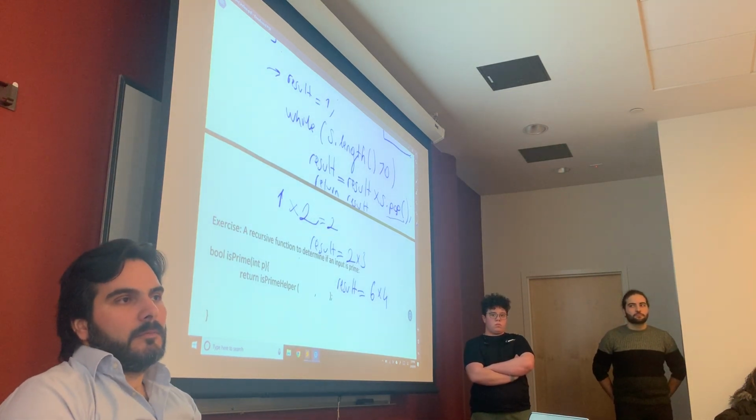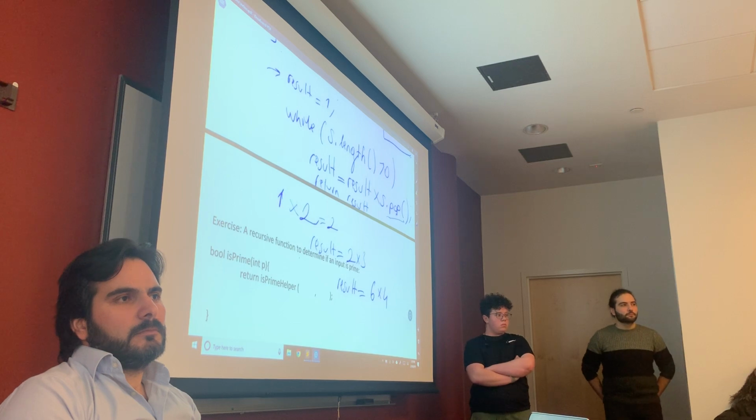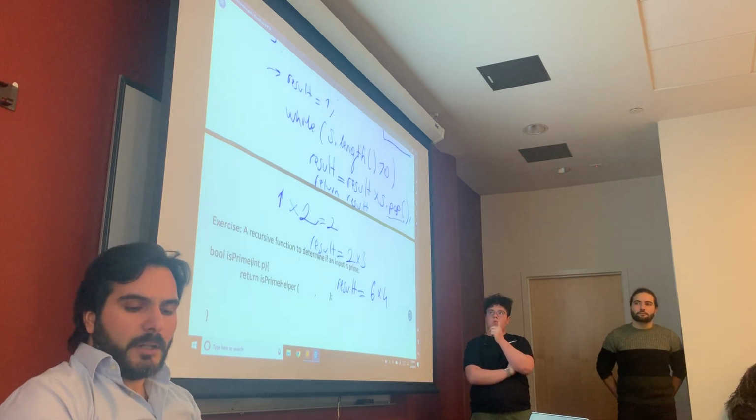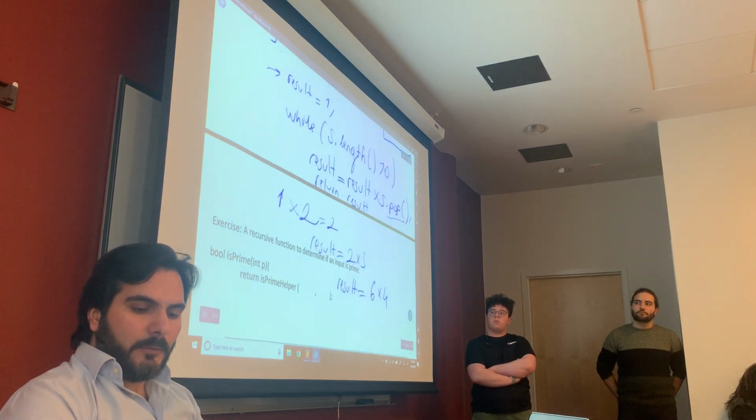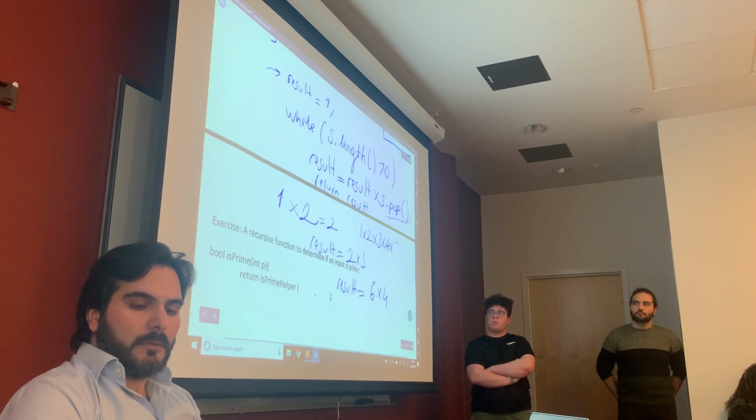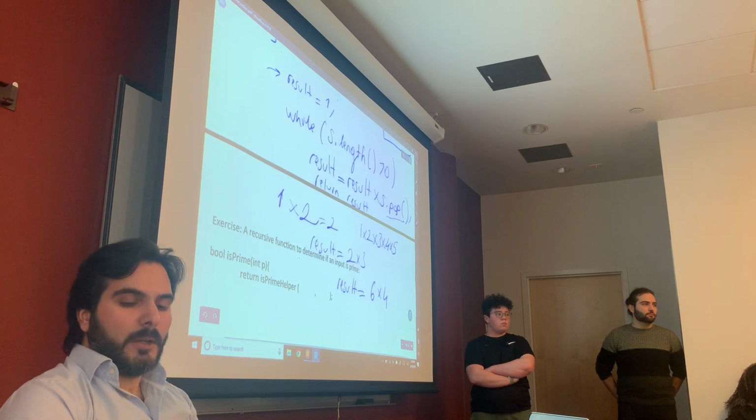But how does that get the factorial? The factorial is what we are doing in factorial. We are multiplying all the values by going minus 1.